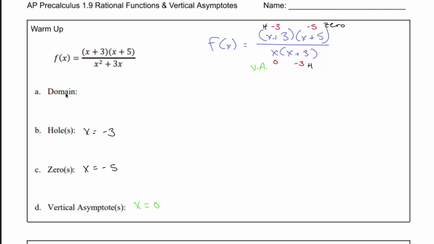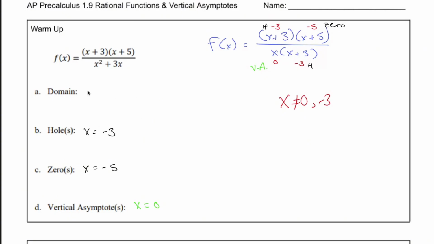Okay? Now what I didn't talk about is domain. The domain is any x value that will not allow the denominator to be 0. It's all the x values except the ones that make the denominator equal to 0. Words are hard. So if I look at the denominator being 0, 0 does that and -3 does that. So my domain is going to be everything except for 0 and -3, but that's not how we're going to write it out.